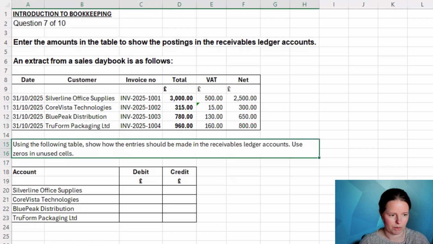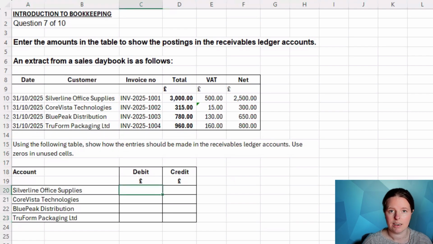And then using the following table below, we need to show how the entries should be made in the receivables ledger accounts. So here, with receivables, so the receivable ledger control account or the trade debtors control account, whatever you want to call it. And again, that does change whether we're looking at UK GAAP or IFRS, so International Financial Reporting Standards. So these amounts here are assets to us because it's amounts that customers owe to us.